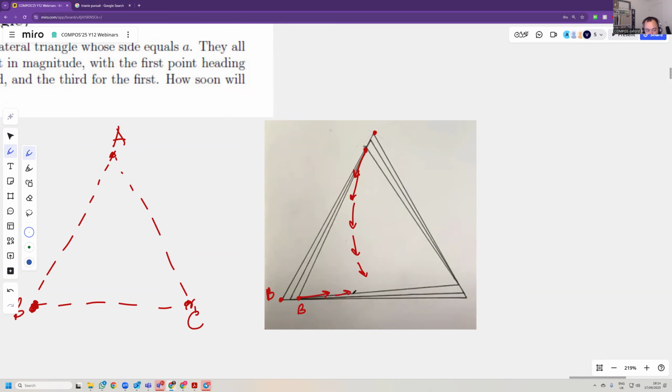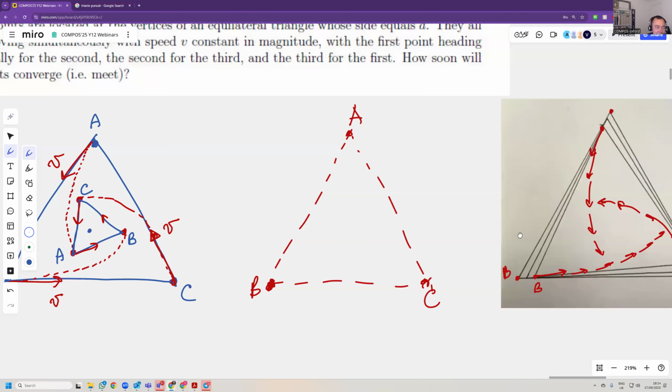And B is changing direction as well, because it's always pointing towards C. And C is changing direction, so it's moving towards A. So they're all spiraling. Think of this triangle. So think A has moved to this position. This is the new position of A. Now B has moved to this new position, and C has moved to this new position.